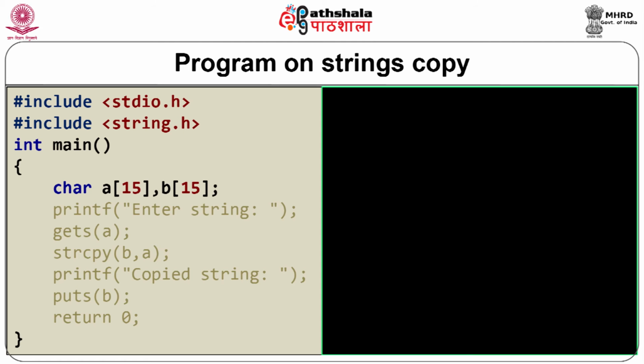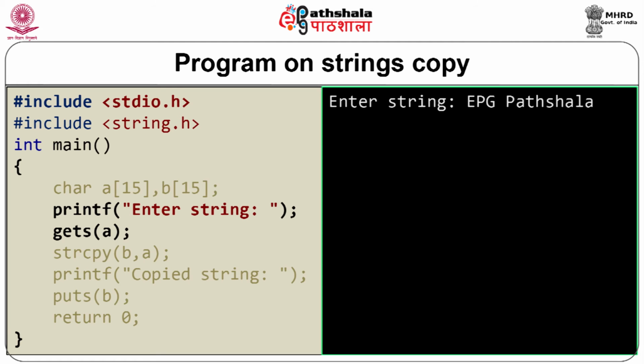The size of string A is 15 and the size of string B is also 15. printf "Enter string" and gets(A) will take a string from the terminal into variable A. So, we are entering the string EPG Pathshala, and this string we would like to copy into B.